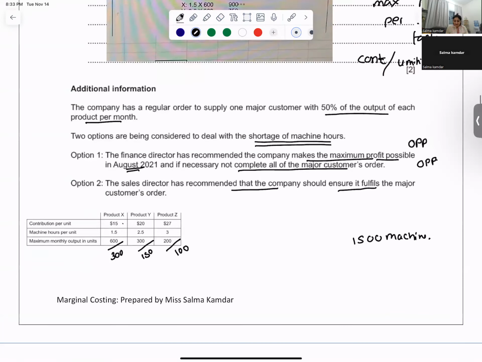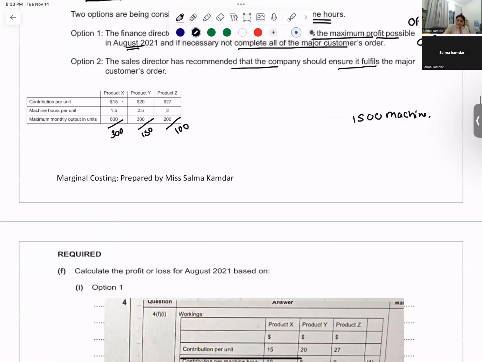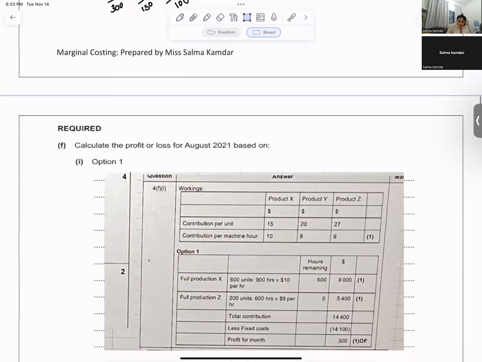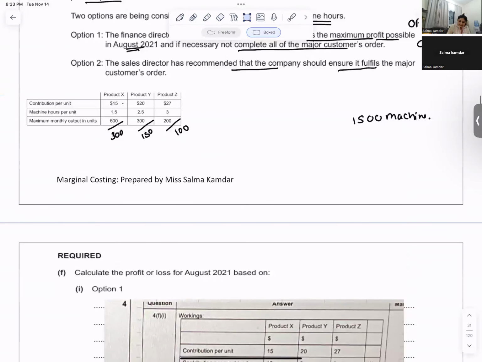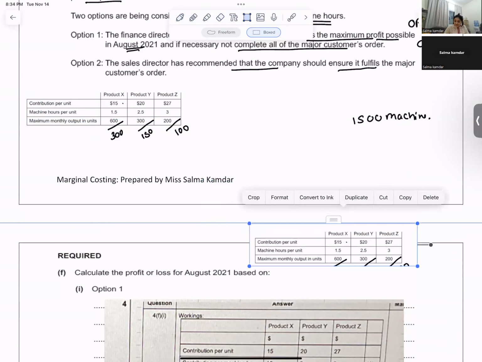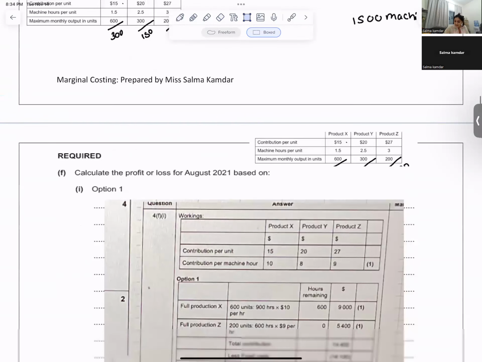In that, I have my option one, that I have to go with my optimum product plan. What is my optimum product plan telling me? Let's see. This is my question. I have three products. One is product X, Y, and Z.